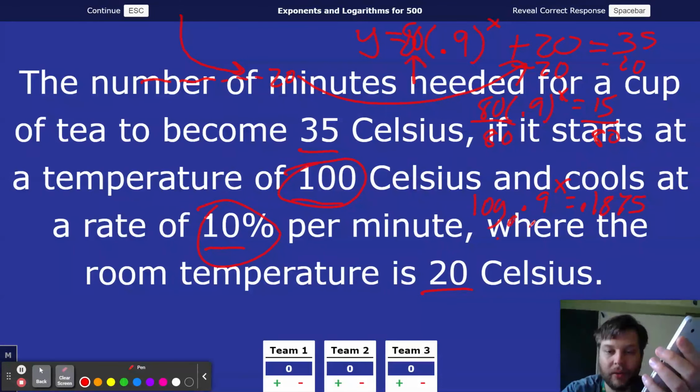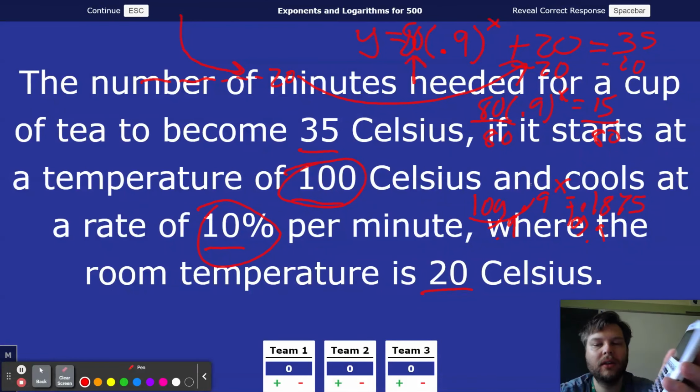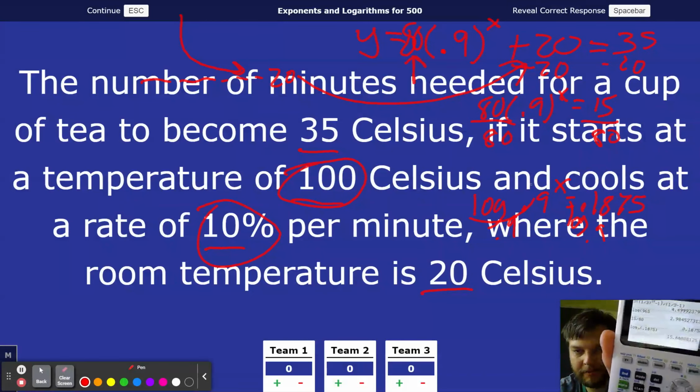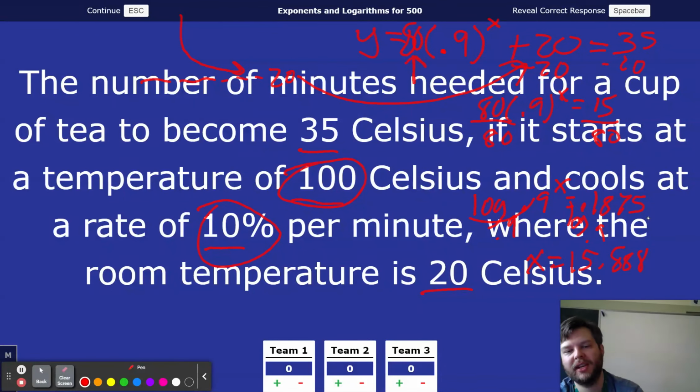I do the log base 0.9 of both sides. Remember, you can do math, alpha math, to get log base 0.9 of 0.1875. And that's what it tells me. So that means that x is 15.888. It's going to take just under 16 minutes for your tea to cool down to 35 degrees Celsius.